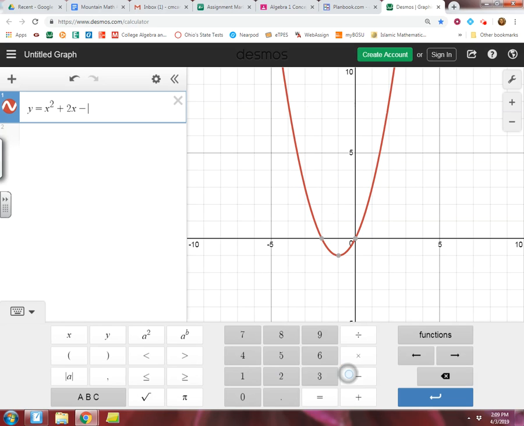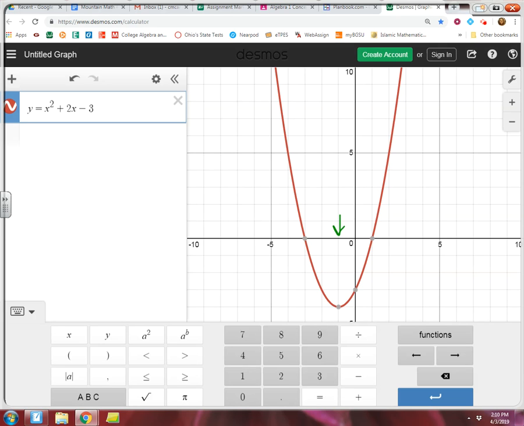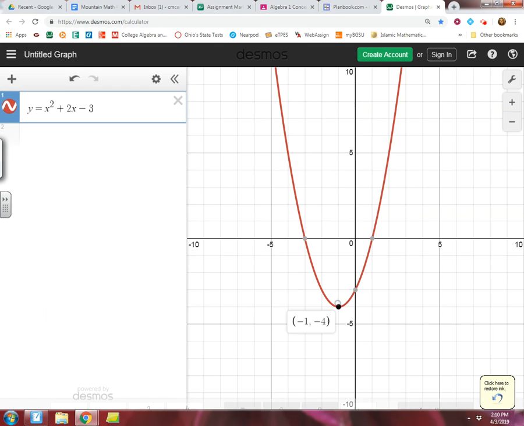Do you agree that this thing is a U shape? It's a parabola. Now, what did we say the x value of the vertex was? We found it to be negative 1. Do you agree that right here is negative 1 on the x-axis? Follow it down to the curve. Do you agree it's that point right there? Does everybody see this? The vertex is always the very lowest or the very highest.